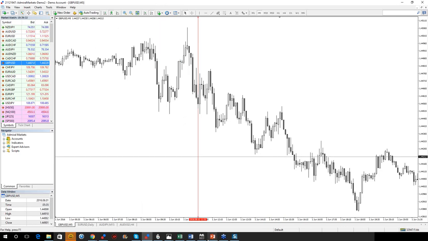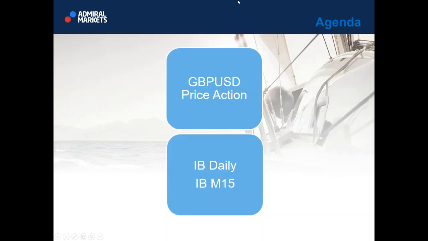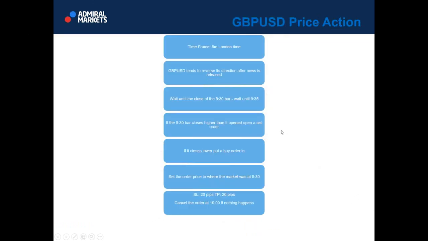So first, let me explain this interesting and very, very profitable news trading strategy. So you can try to demonstrate it at the first occasion. So when the next red news comes for GBP dollar, try to trade this. Okay, so this is how the strategy goes.